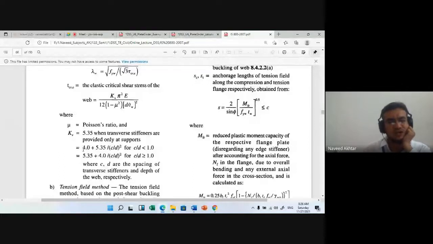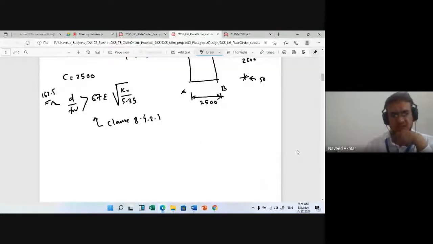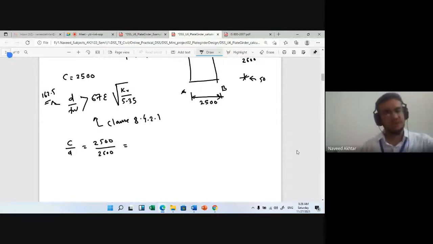Now based on the C by D ratio, you can find out the kV. C by D ratio is 2500 upon 2600, that is 25,000 divided by 26, so it is 0.96, which is less than 1. So you can find out the kV value by using the IS code.